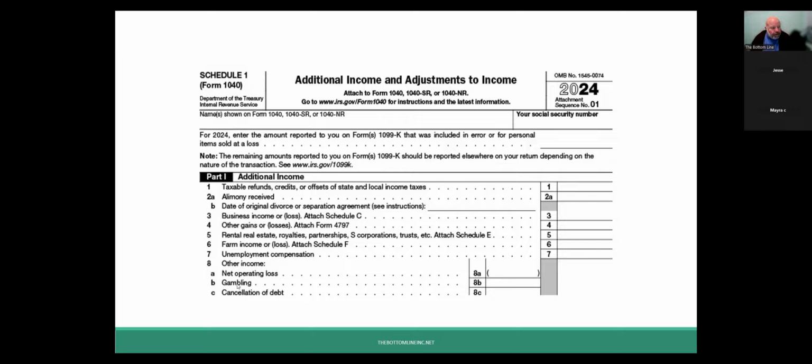If you won money in gambling, or if you have cancellation of debt, like credit card debt that gets canceled, it becomes taxable income. So this is all for additional income, and then part 2 of this Schedule 1 is adjustments to income, but we're dealing with income tonight. Unemployment compensation will go here on line 7.